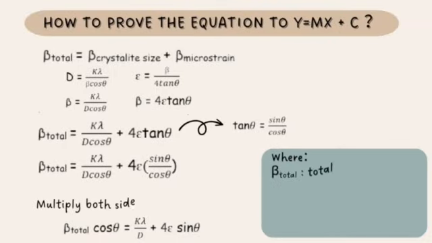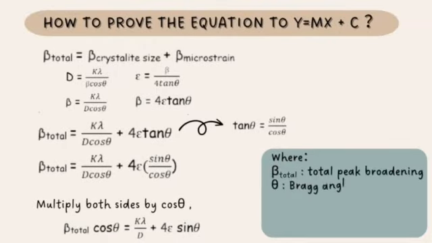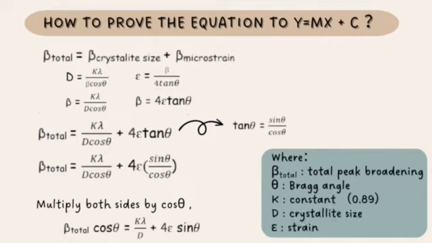How to prove the equation? Since the parameters of sample peak broadening are crystallite size and microstrain, the total sample peak broadening is equal to the sum of the peak broadening of microstrain and crystallite size. This equation can be proved further by substituting the Scherrer equation and the formula of microstrain to get the final equation as shown below.